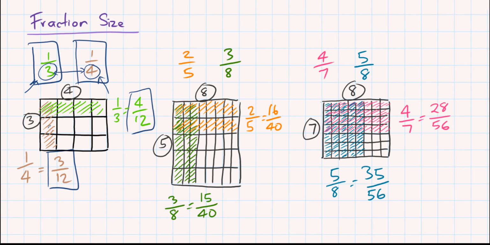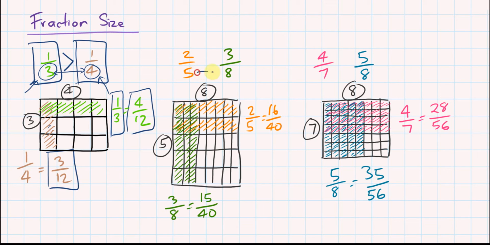So when we convert these two fractions into twelfths, we can see that 1/3 is indeed the larger. So 1/3 is greater than 1/4. So the key here is to convert these fractions into equivalent fractions that have the same denominator. Let's look at the second example here. We've got 2/5 and 3/8.